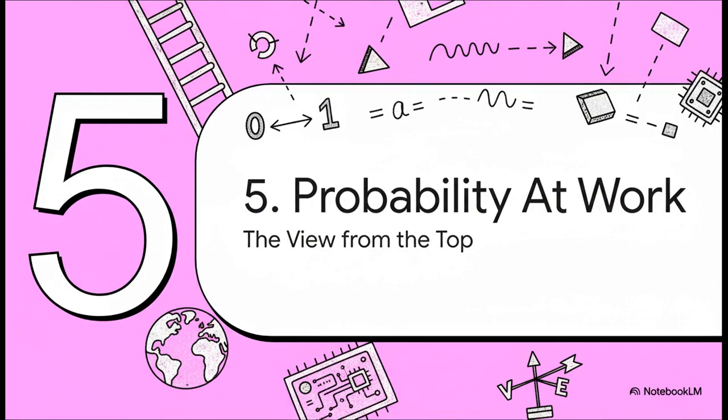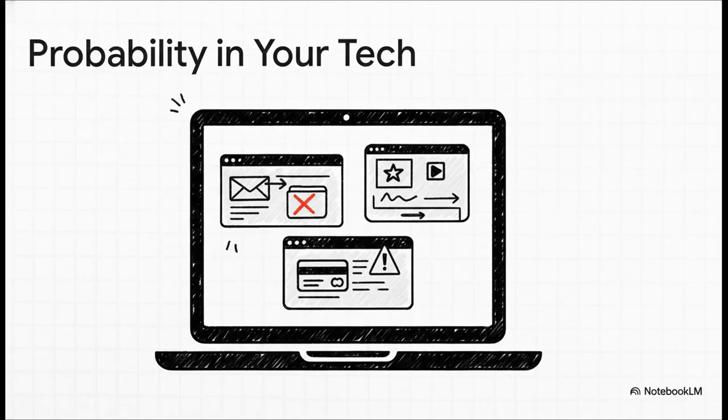Okay, we've made it. We're at the top of the ladder. Now we can look down and see how all of these pieces, from that simple 0 to 1 scale all the way up to these powerful theorems, actually come together to shape the world around us. Just look at the tech you use every single day. The spam filter that keeps your inbox clean, that's Bayes' theorem deciding the probability that an email is junk. When Amazon recommends a product, it's calculating the probability you'll like it based on what other people have done. This isn't just theory. It's running on your screen right now.